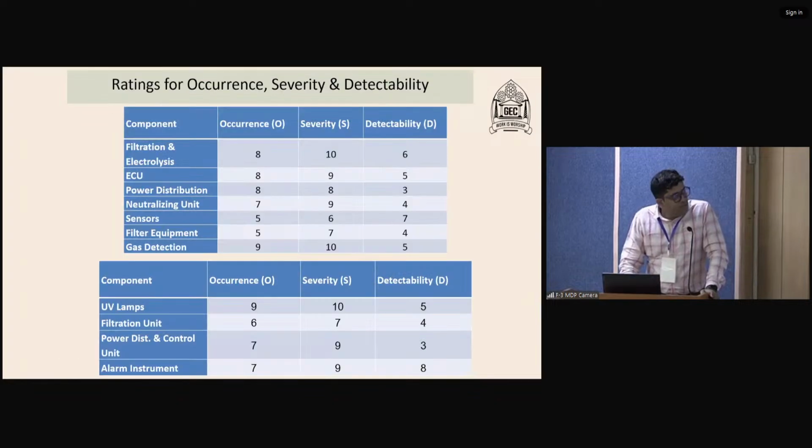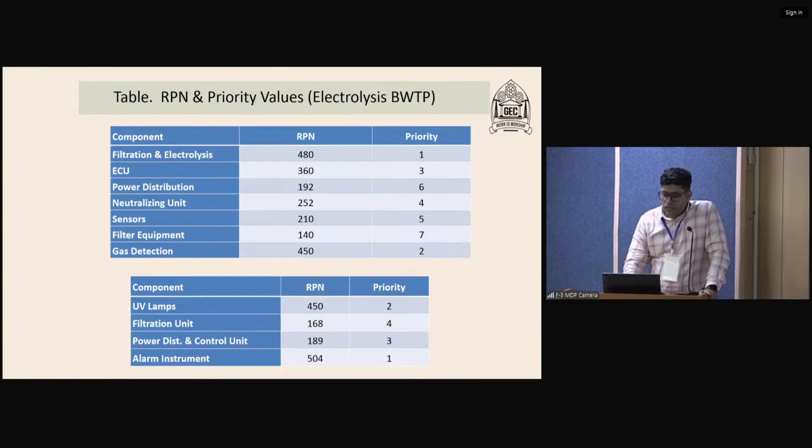Then I again contacted the experts. This time I contacted the chief engineers, and with respect to that, I assigned the occurrence, severity, and detection for both the systems, and I selected the main components which are giving problems. Accordingly, I have calculated their RPN value. While calculating the RPN value, I have prioritized them.